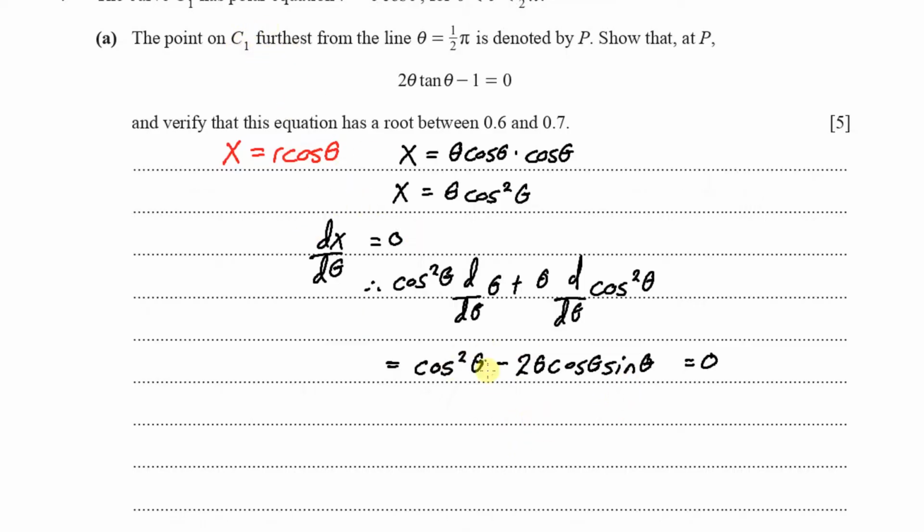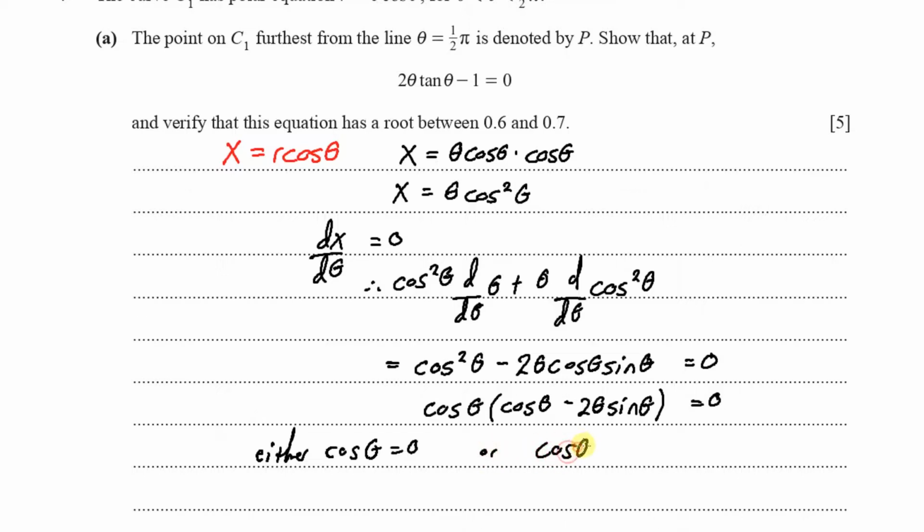So for us to work this one out, we can factor out cos theta. So inside the bracket, we've got cos theta minus 2 theta sine theta, and that's equal to 0. So here it means either cos theta is going to be equal to 0, or cos theta minus 2 theta sine theta is equal to 0.